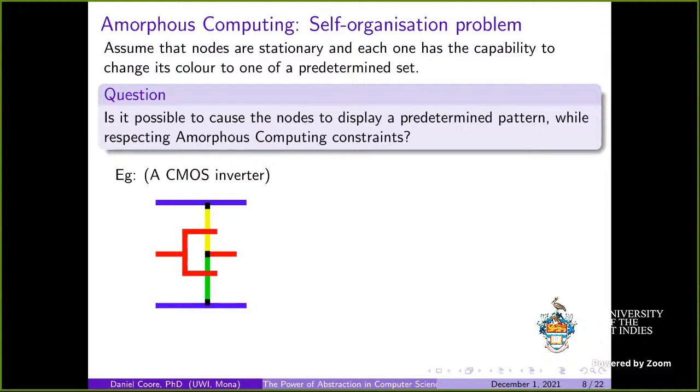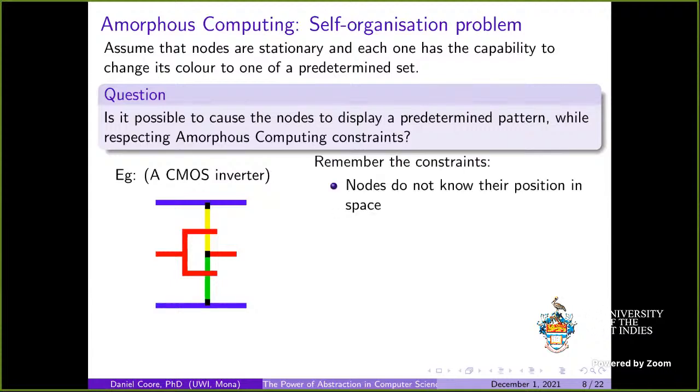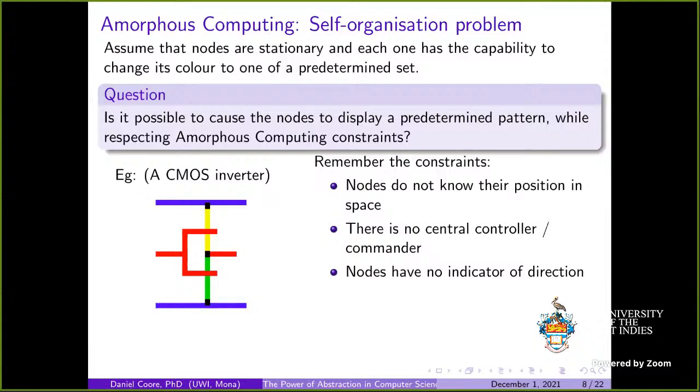The question is, this is a pattern. This is, for all intents and purposes, just a picture made up of colors: white, red, blue, green, yellow. Five colors in that case. So the question is, could we design a program or design a methodology for getting an amorphous system to self-organize a pattern like this one? Remember now, the nodes do not know where they are. There's no central controller or commander. They have no indication of direction, and they only communicate locally by broadcast.